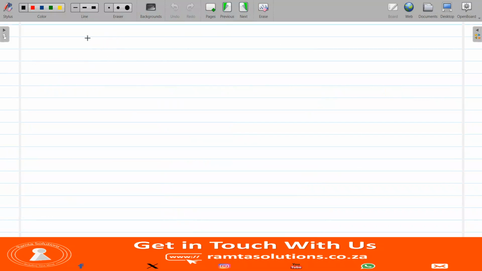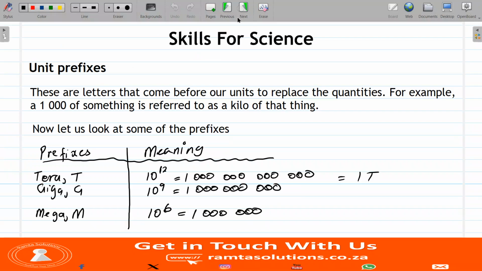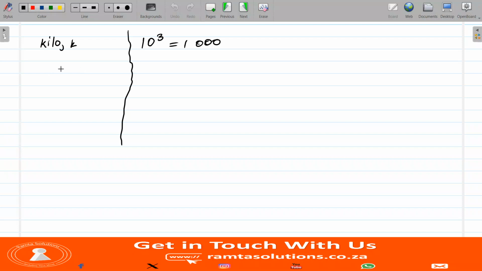Okay, guys. Now we then have kilo. It's a small k. Kilo means 10 to the 3, which is 1,000, right? Like we said in our opening slide, kilo means 1,000. Then we proceed to hecto. Hecto means 100, which is 10 to the 2.